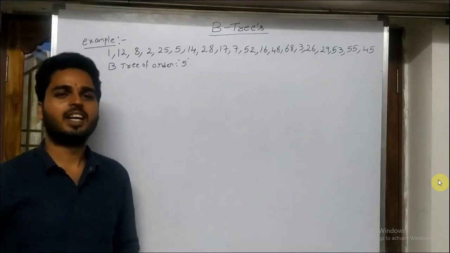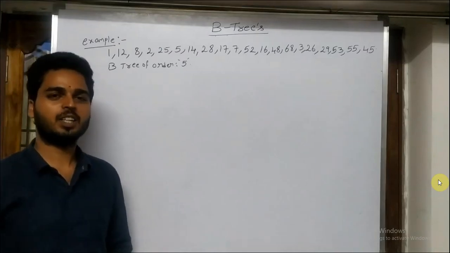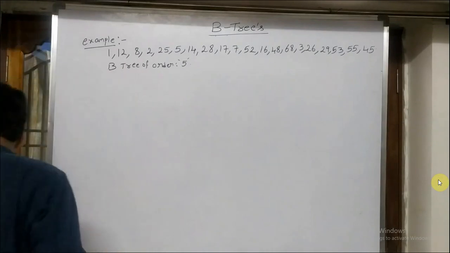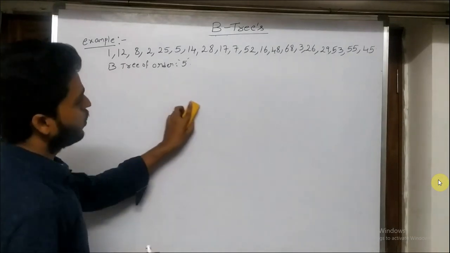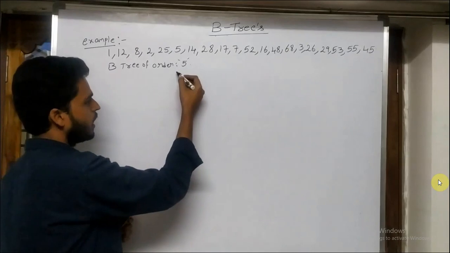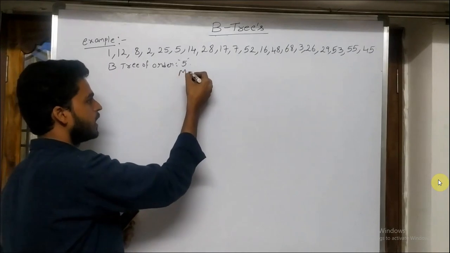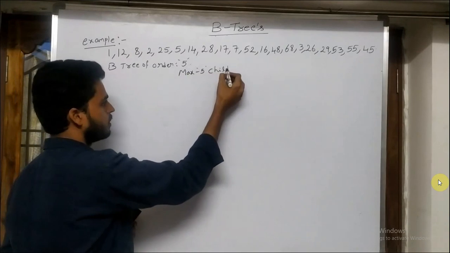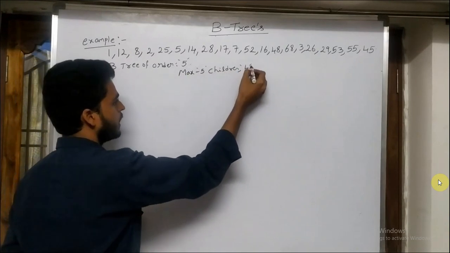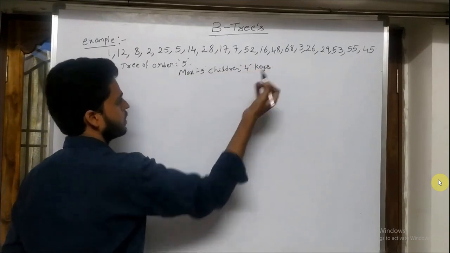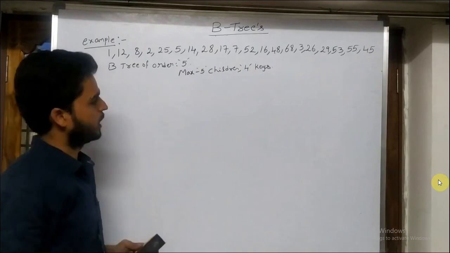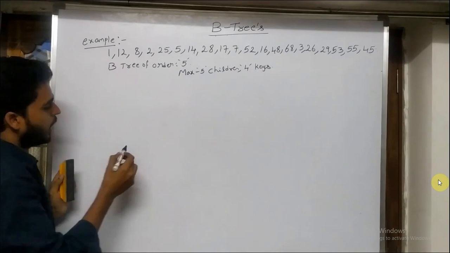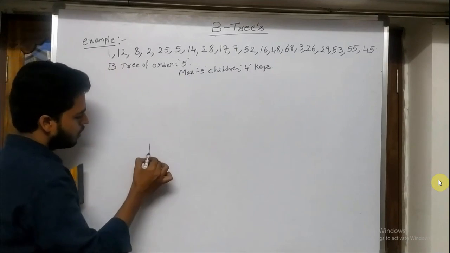Hi everyone, let's see an example for creation of B-tree of order 5 for the given elements. Okay, so you know the procedure. If it is a B-tree of order 5, it is having maximum 5 children and it can allow maximum 4 keys. Maximum 4 keys.